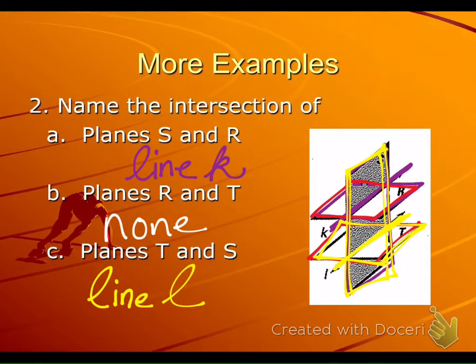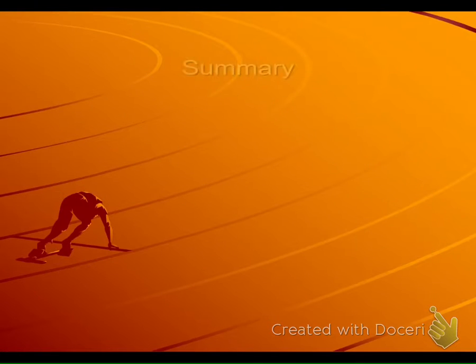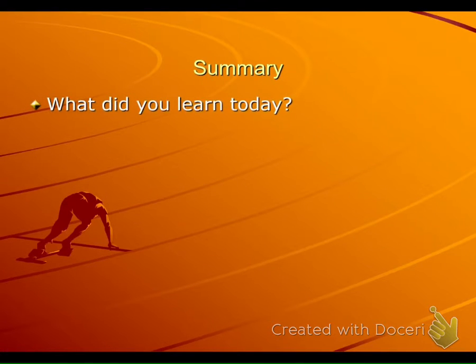Questions? No questions. Line K is the intersection of R and S, the top white plane. So the bottom one, T, is line L. These are kind of tricky. You got to step back and visualize for a second. All right, that's it for today.